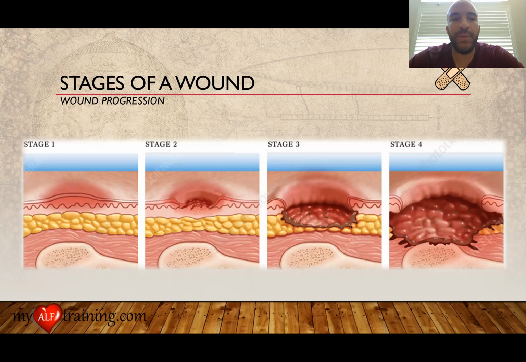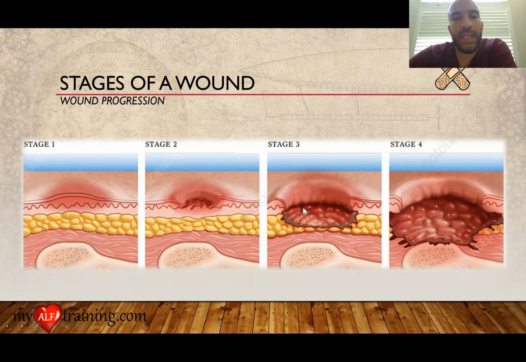And just a different view. I wanted you guys to get a side-by-side view, a more anatomy view of what stage 1, stage 2, stage 3, stage 4 wounds look like. So of course, this is the top layer of the skin. It's red and inflamed, but not broken. Here, it's broken past this top layer of the skin, and it's not as bright red compared to here. It's actually a darker red.